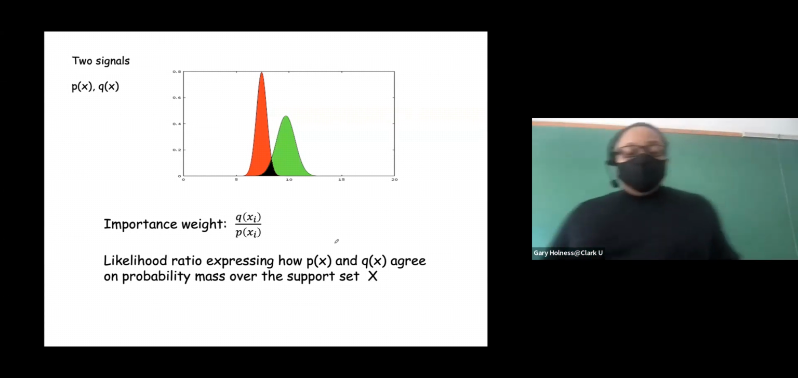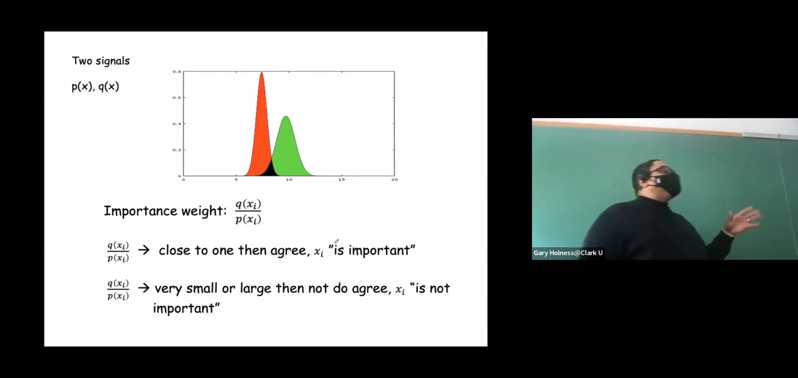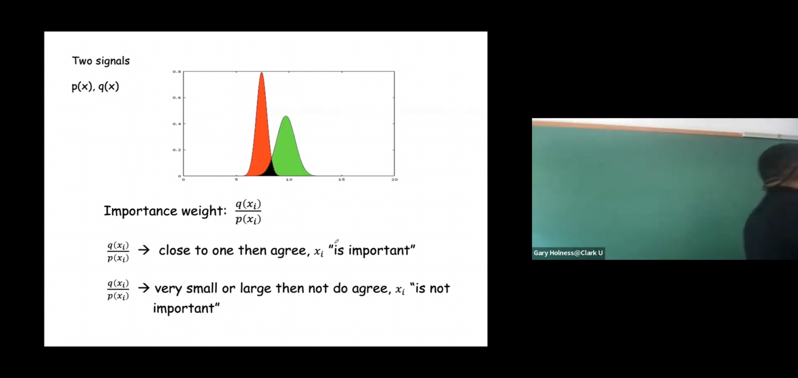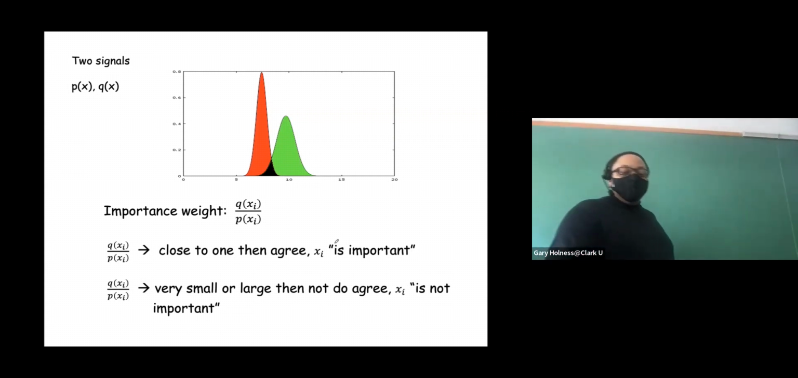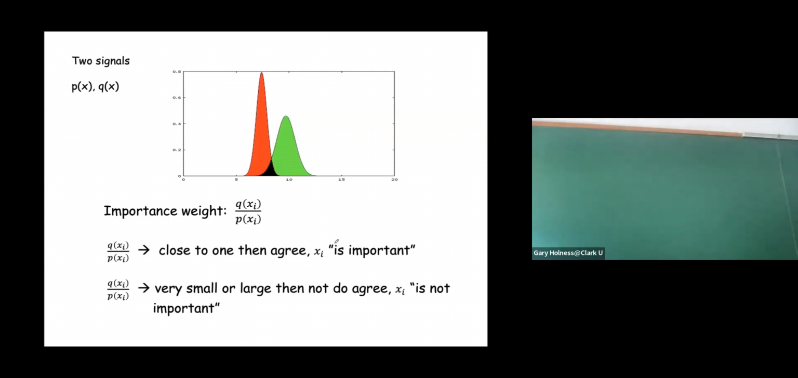Because if it's the same probability, this ratio is going to be 1. And ideally, you want this to be as close to 1 as possible. If this likelihood ratio, or importance weight, is close to 1, that means both signals P and Q agree on what the mass should be for that particular observation. If it's very small or very large, then these two signals do not agree. So this importance weight gives a notion, if it's closer to 1, that this particular value is very important. Otherwise, it wouldn't be close to 1, because these two signals agree on it.